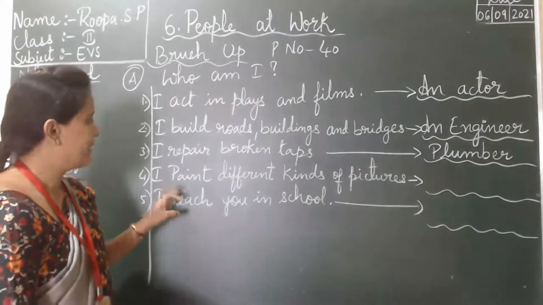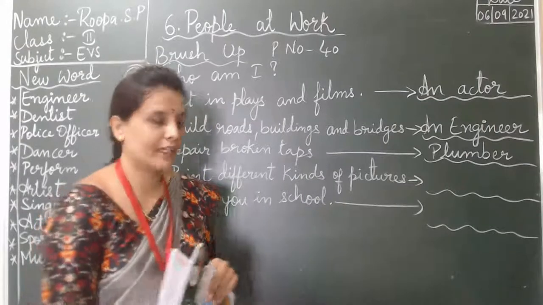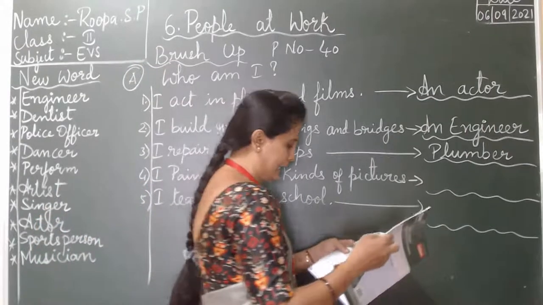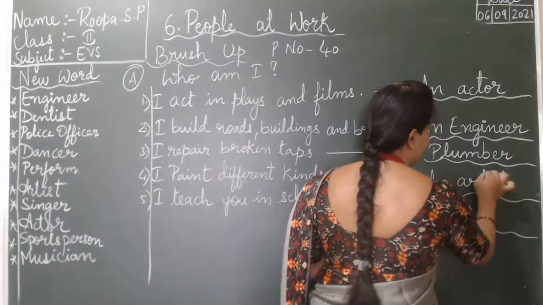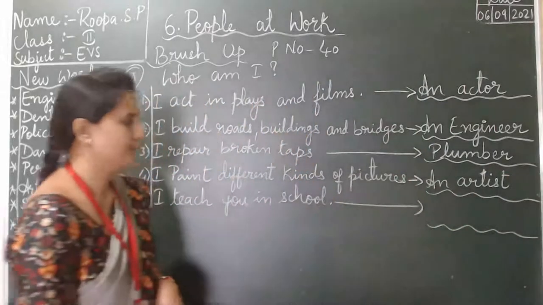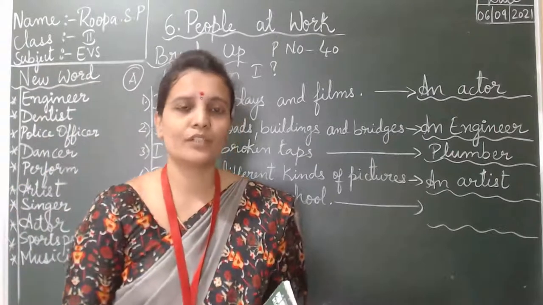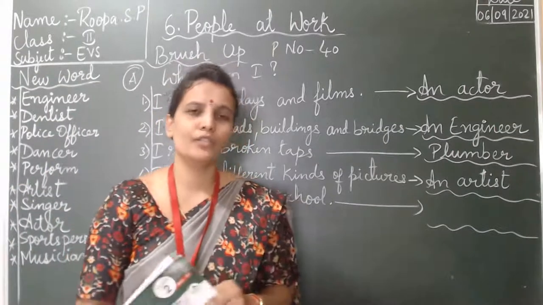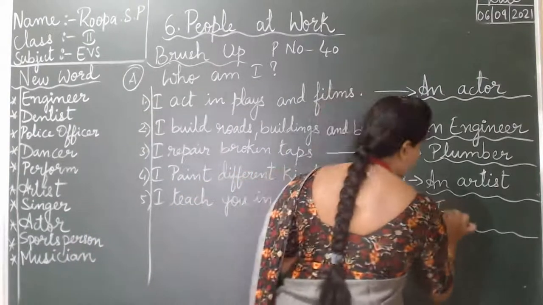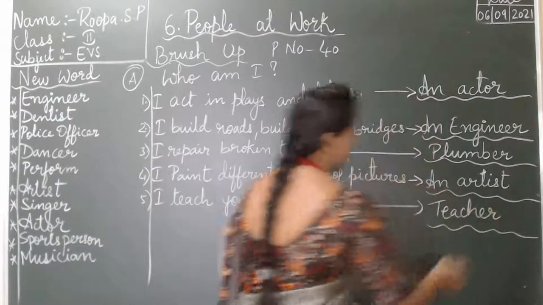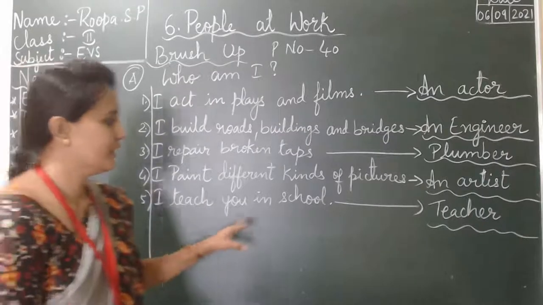The next, I paint different kinds of pictures. Who am I? An artist. An artist paints different kinds of pictures. The next, I teach you in school. Who teaches you in school? You go to school now. Who teaches you all? Yes, a teacher. A teacher teaches in a school. So the next answer is teacher.